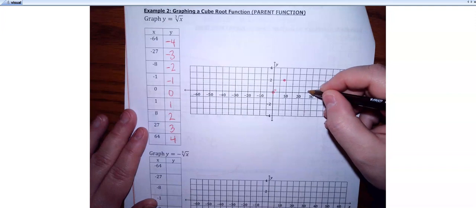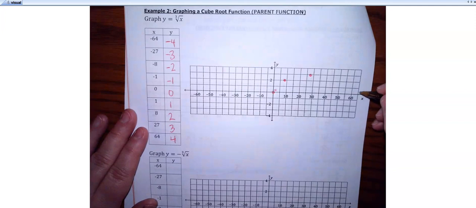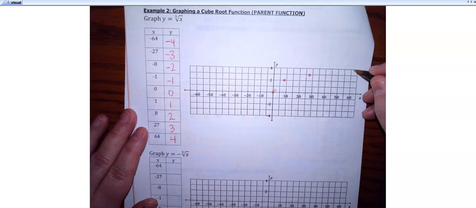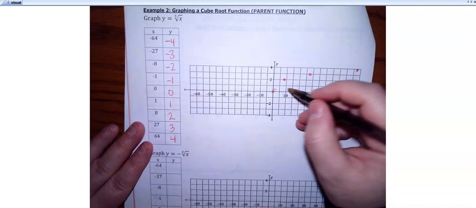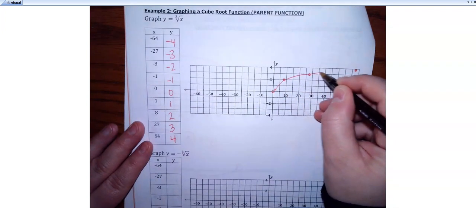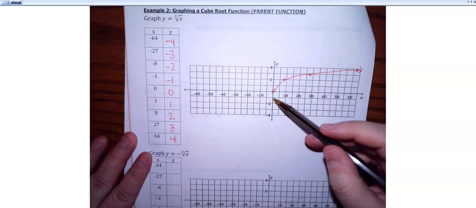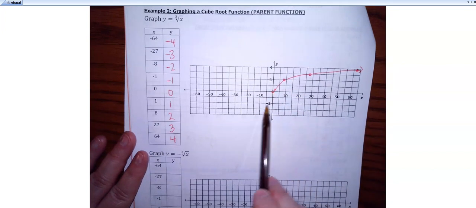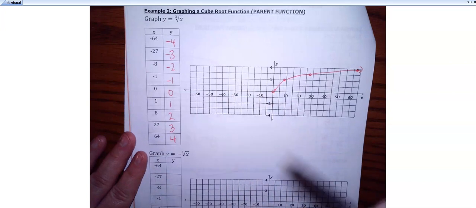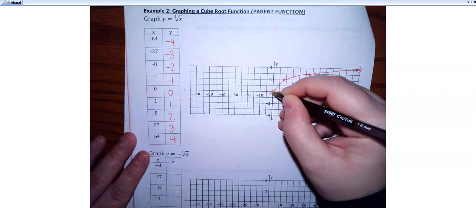27 and 3 would be like this. And 64, 4, something like this. Now, this kind of takes the same shape, that sideways U shape. The difference here is that because I can take the cube root of a negative number, instead of following up with the bottom half of the sideways U like we do for a square root, it actually flips it backwards. So 1, -1, maybe like right in there.